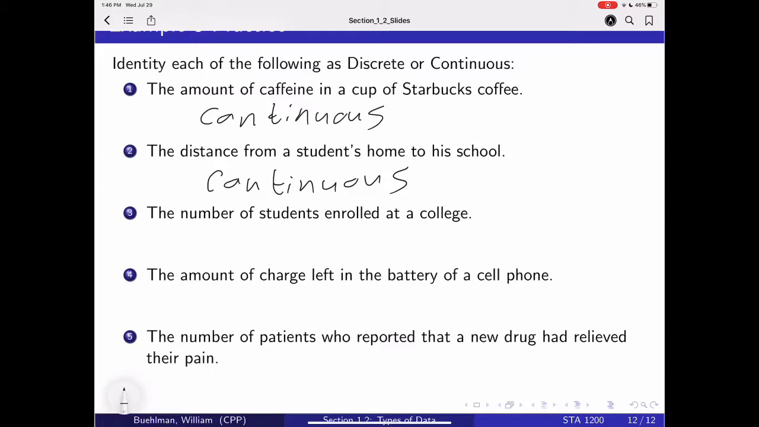The number of students enrolled at a college. Well, when I think about students, is there an in between 30,000 and 30,001 students? No, either you have 30,000 or you have 30,001 students. You don't have 30,000 and a half students. So this is discrete.